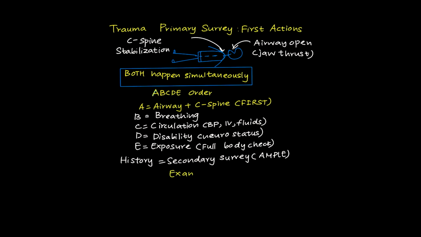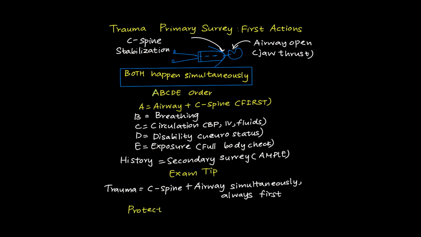Here's a WGU D455 exam tip for you. Trauma primary survey always starts with simultaneous C-spine stabilization and airway management. Nothing else comes first. Quick recall hook. Trauma first equals spine and airway at the same time. Protect the cord, open the pipe.